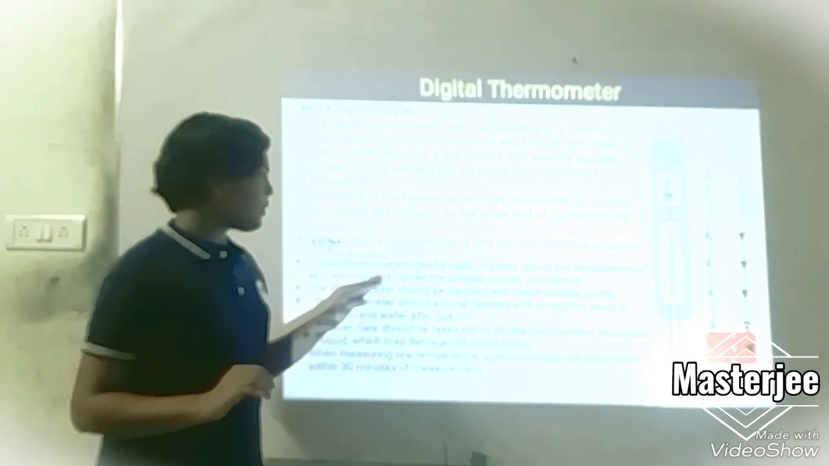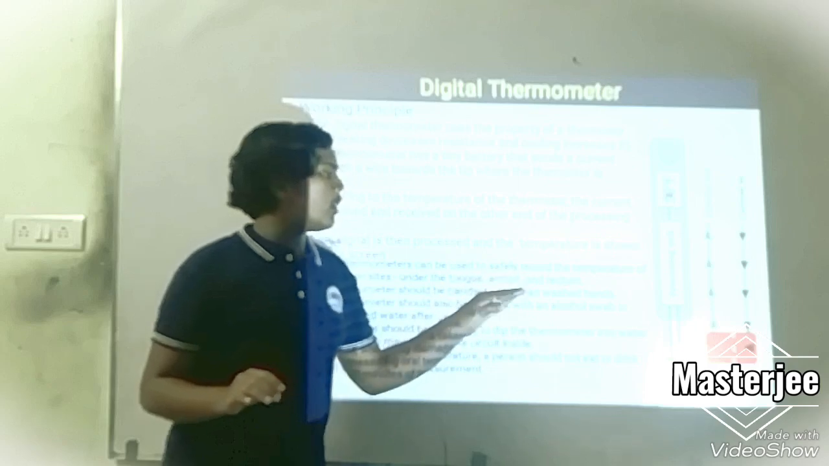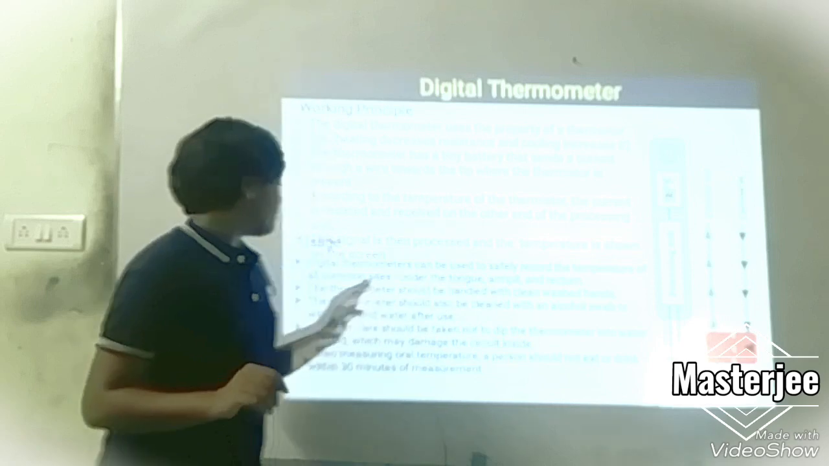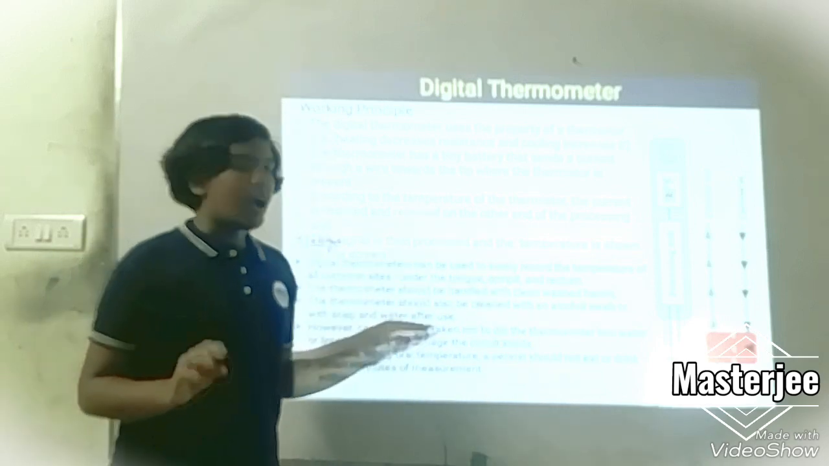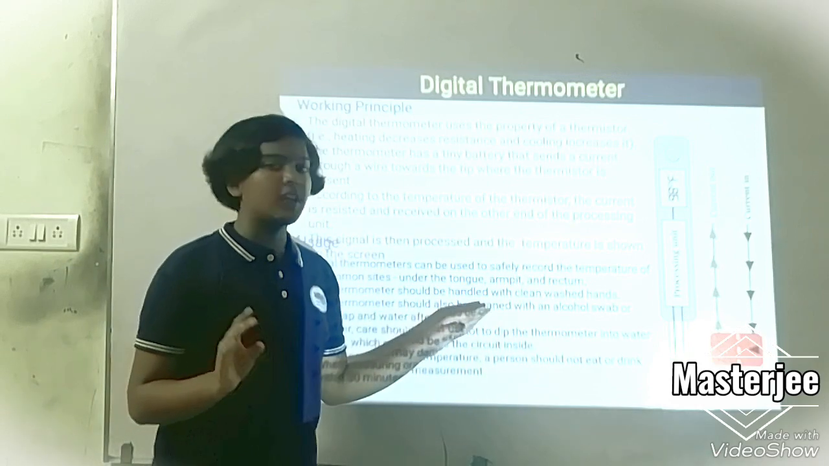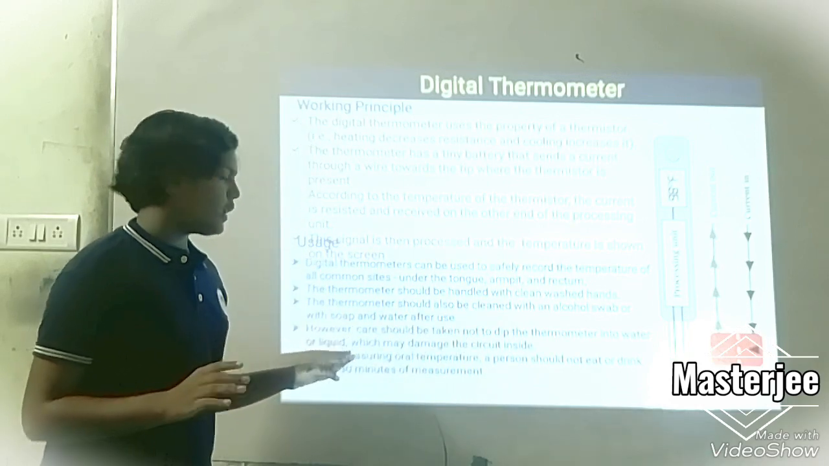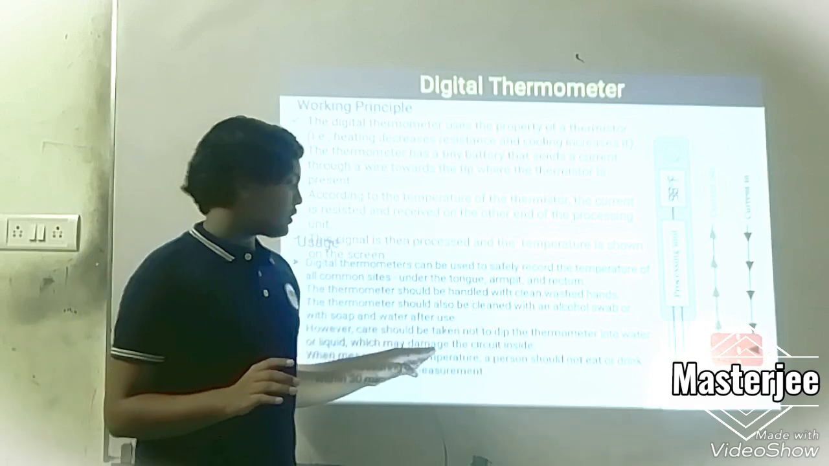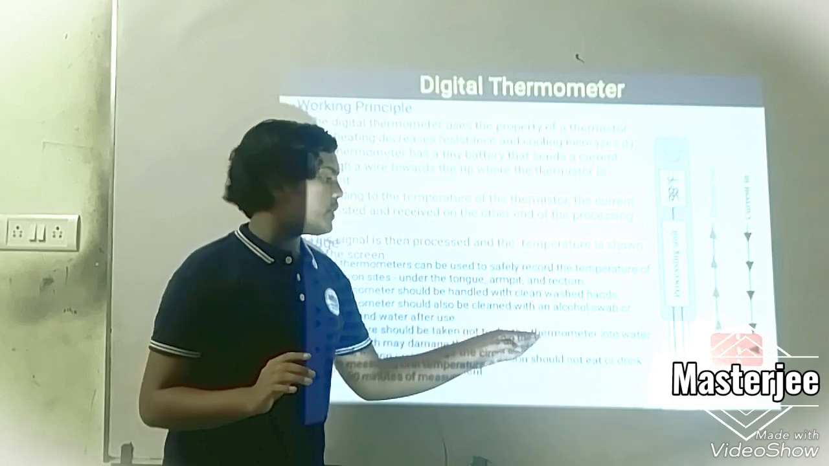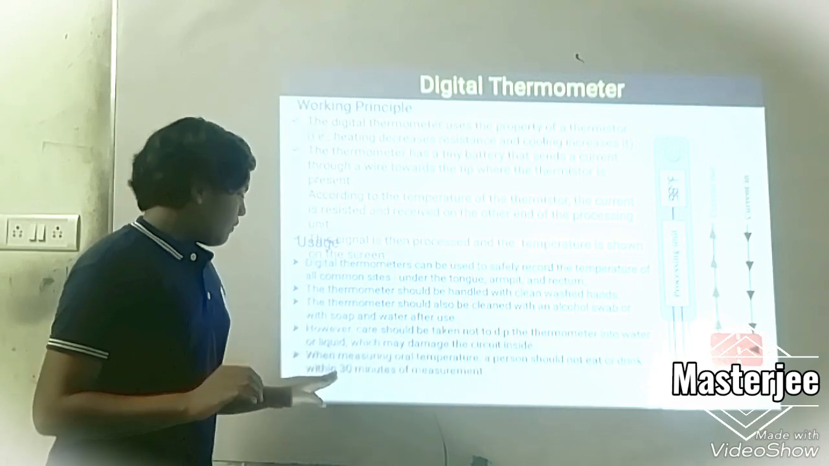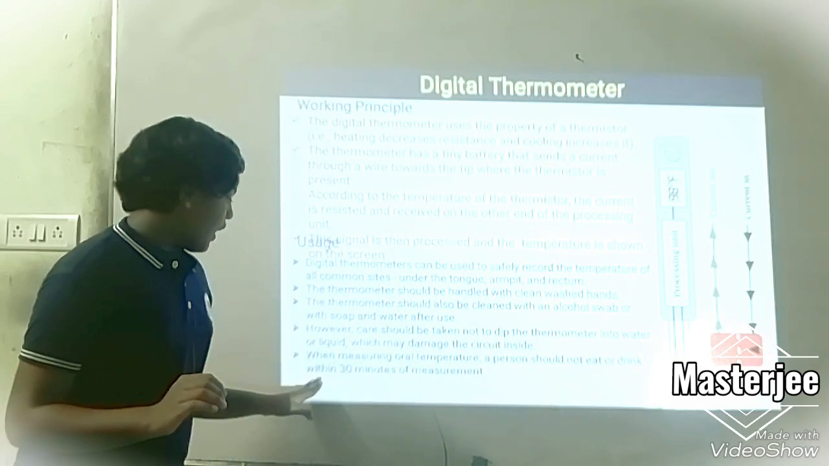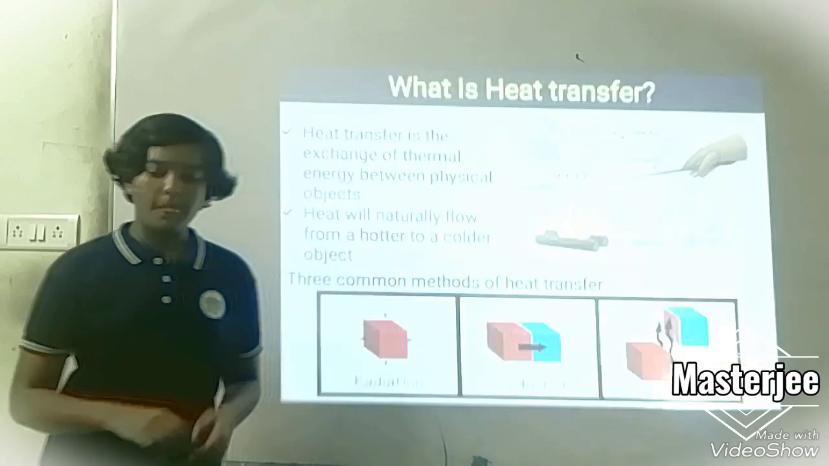Usage. A digital thermometer can be used safely to record the temperature under the tongue, armpit or rectum. The thermometer should be handled with care with washed hands. The thermometer should be cleaned with an alcohol swab or soap water after use. However, we should take care not to dip it into the water. When measuring oral temperature, a person should not eat or drink within 30 minutes of measurement.